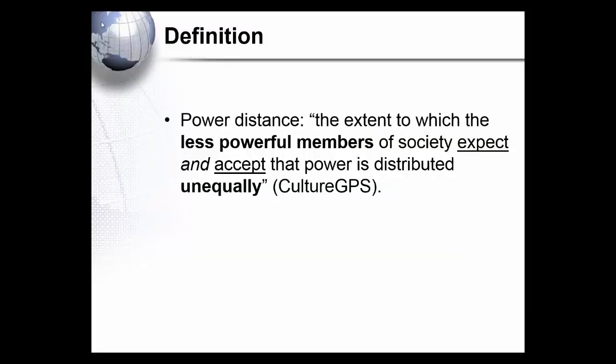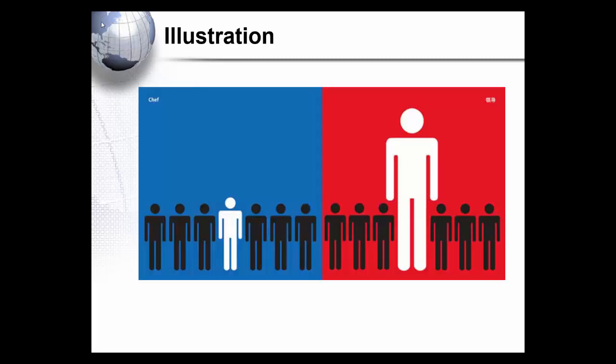The following is the most succinct definition of power distance that I've come across. Simply stated, power distance is the extent to which the less powerful members of society expect and accept that power is distributed unequally.